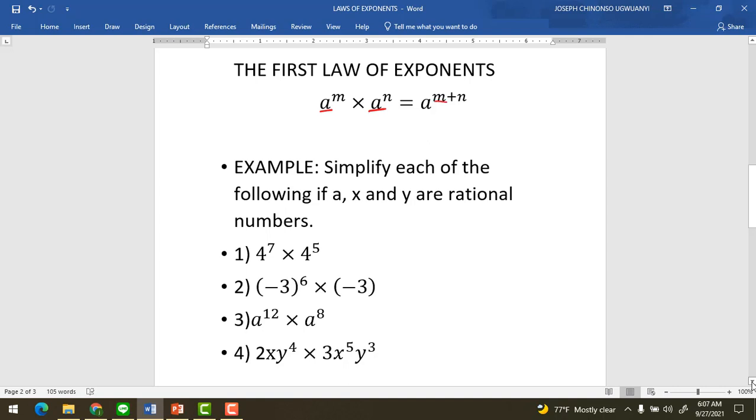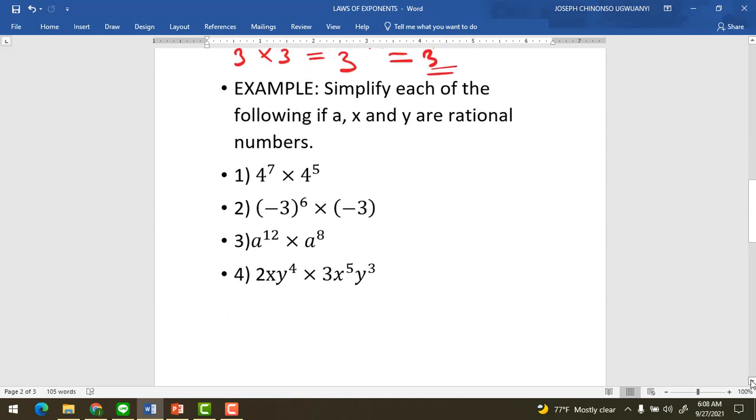So that's part of what we've done unknowingly. So if you have 3 exponent 2 times 3 exponent 5, this will give us 3 to the power 2 plus 5. Of course, this is equal to 3 exponent 7. That is what this law is saying. That's exactly what it is saying. Now, we take an example.